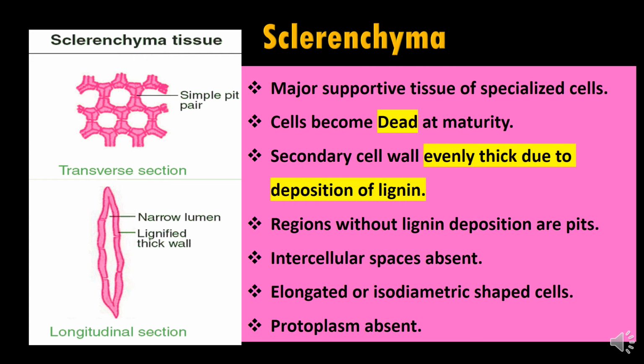And as lignified thick wall provides, you can say, a large area is covered by this thickening, so very little space is left between the cells, represented as narrow lumen in the diagram.